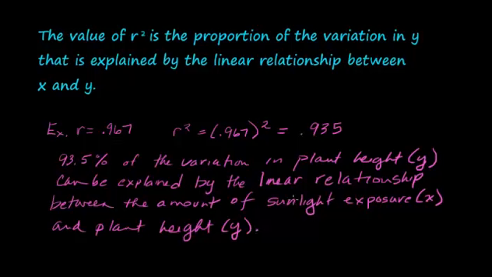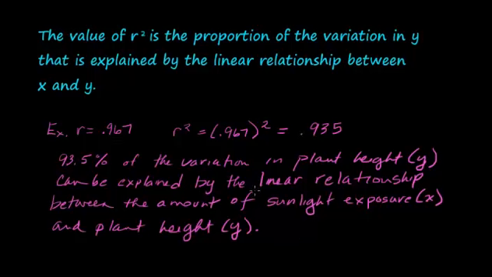So what this means then is that 6.5%, the other portion of the 100%, of the variation in plant height cannot be explained by the amount of sunlight exposure and its relationship to plant height. And it's due to some other variables or to random variation, something we didn't study, like I mentioned before, something to do with the soil or seeds or something else that's contributing to plant height. 6.5% coming from somewhere else, but this is quite a bit.